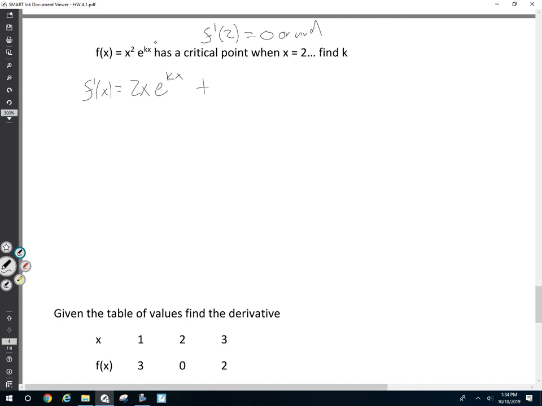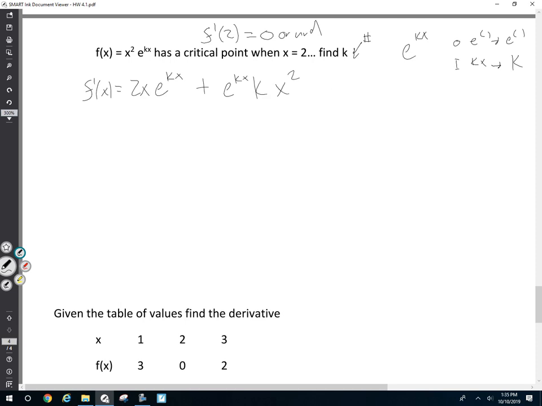Now, k is a number. That's important. So if I take the derivative of e to the kx, the outside is the e to the power, the inside is like a number times x. The derivative of e to the power is e to the power. The derivative of a number times x is the number. So when I take the derivative of the second piece, I'll have e to the kx times k, times the first.